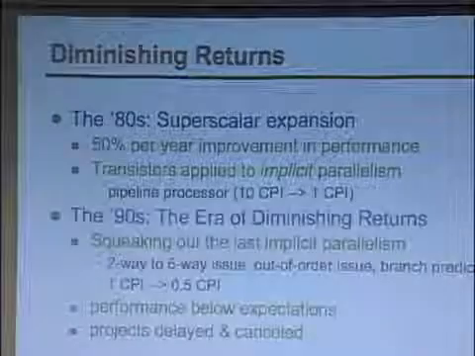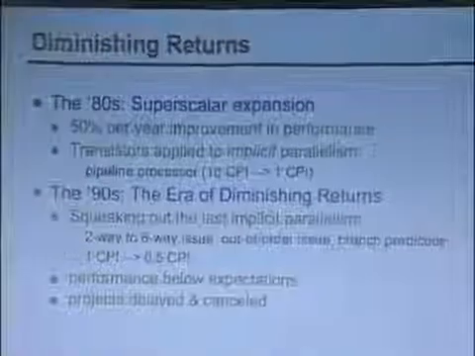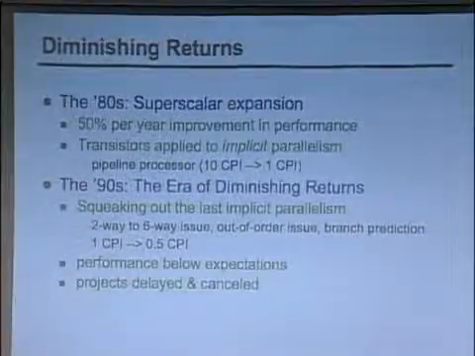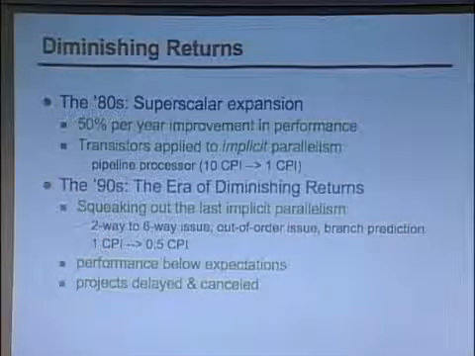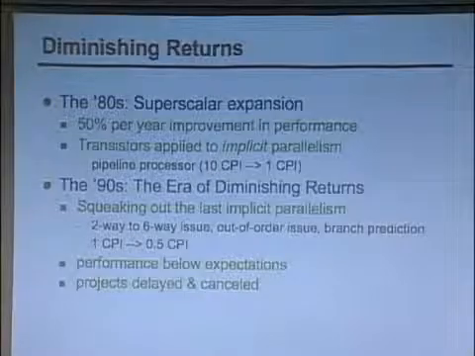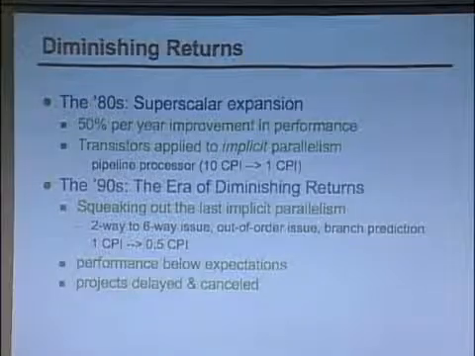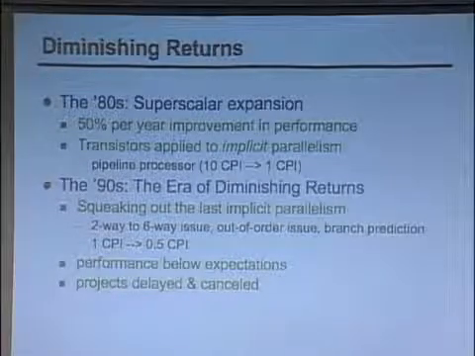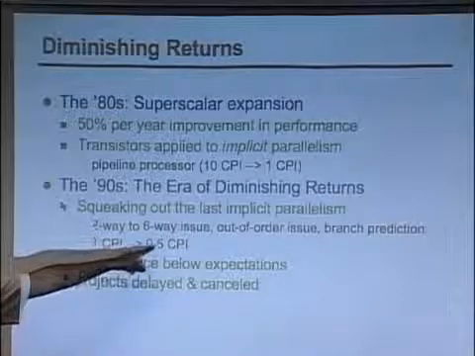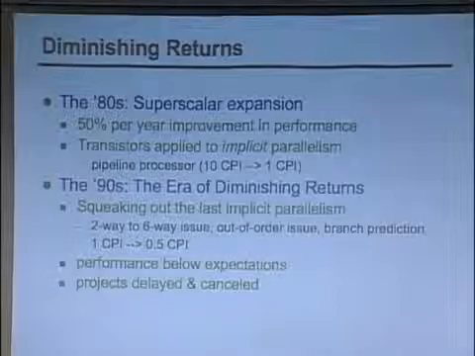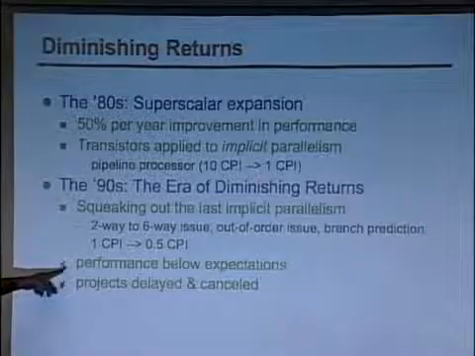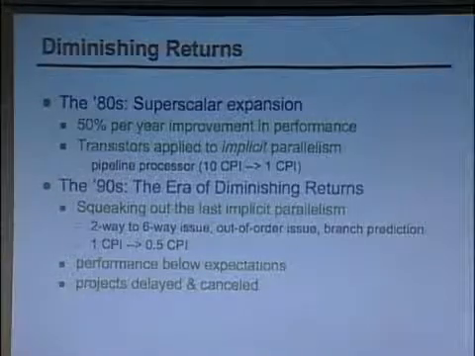That gave an amazing performance boost. Then in the 90s, we had an era of diminishing returns. We went from 2-way superscalar to almost 6-way, out of order issue, branch prediction, everything predicted, and a huge pipeline, amazingly complex machines. But we went from 1 clock per instruction to only about half a clock per instruction. So we just doubled performance, and performance was below expectations, and projects got delayed and cancelled.